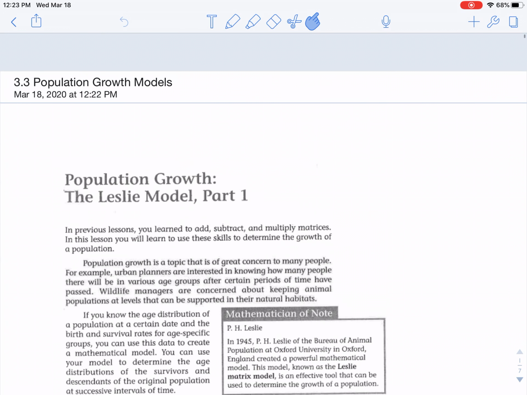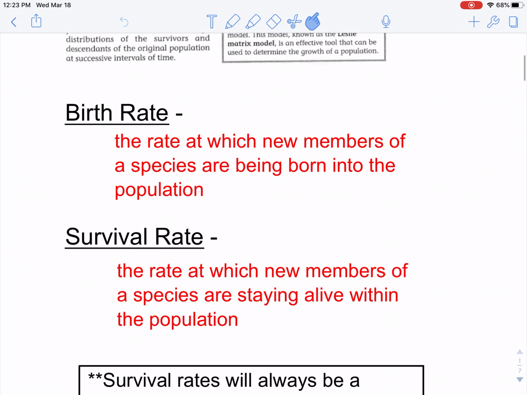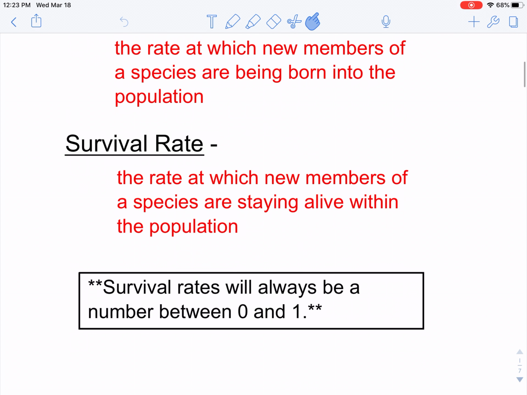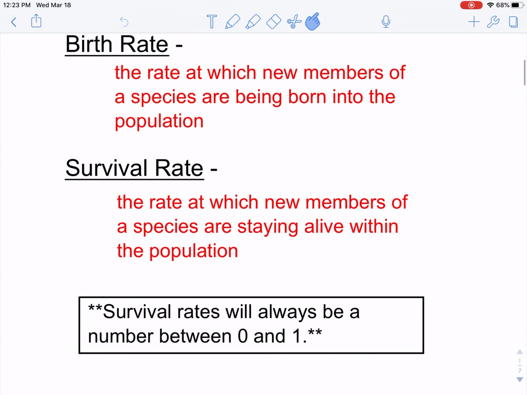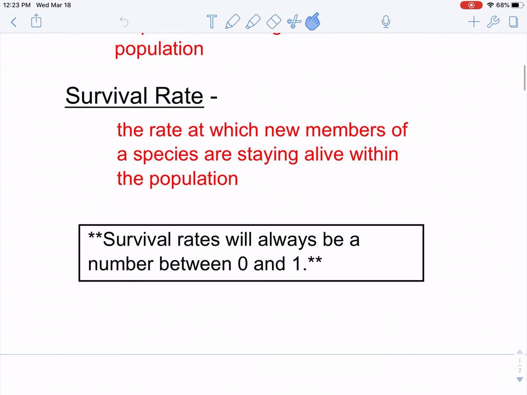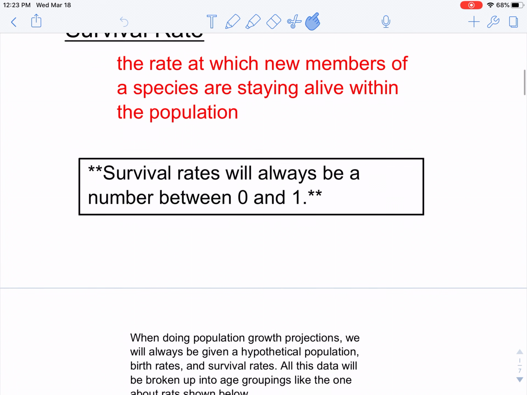Okay, so every population on the planet is based on two variables, two factors. A birth rate, how quickly new members are being born into the species, and a survival rate, aka how quickly or slowly members of the species are staying alive, not dying, okay? So these are rates, and rates will always be between 0 and 1, meaning that you can't have a negative survival rate, and you can't have a survival rate greater than 1, which would really represent 100%. So you can't stay alive at a greater than 100% rate. All right, everything will be between 0 and 1.